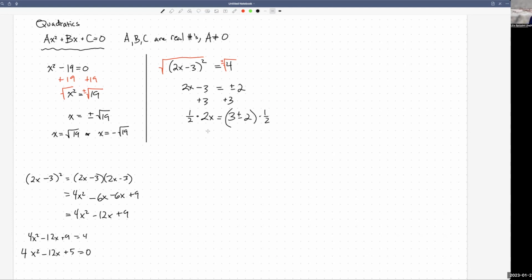All right, 1/2 times 2 is 1, so we're left with x. I distribute this 1/2. I've got 3 halves plus or minus 2 times 1/2, which is 1. And again, this is 2 answers. This means x can either be equal to 3 halves plus 1, or 5 halves, or x can be equal to 3 halves minus 1, which is 1/2.